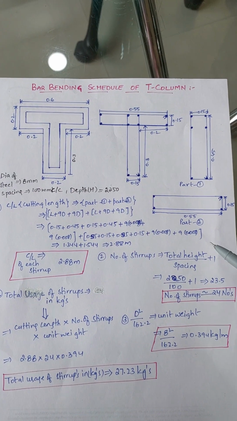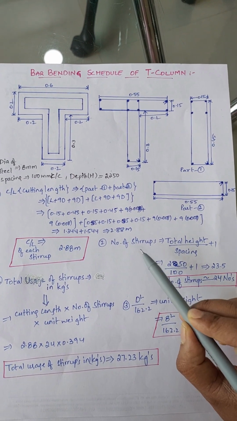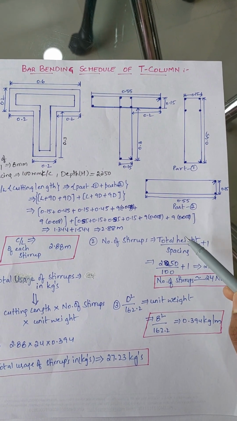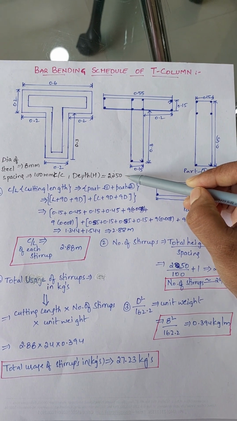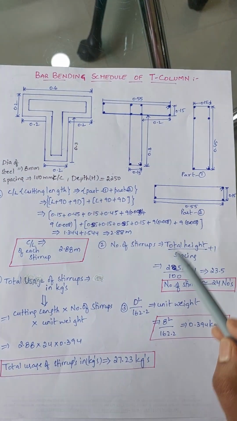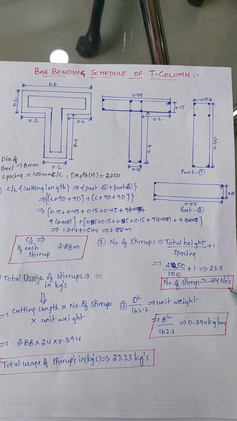Now we will find how many stirrups are required for this height of the T section. The formula for the number of stirrups is the total height divided by spacing, plus 1. The total height is 2250 mm divided by 100, since the spacing given is 100 mm, plus 1, where we will get 23.5, which is 24 numbers.